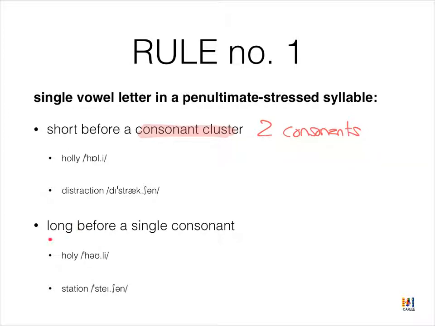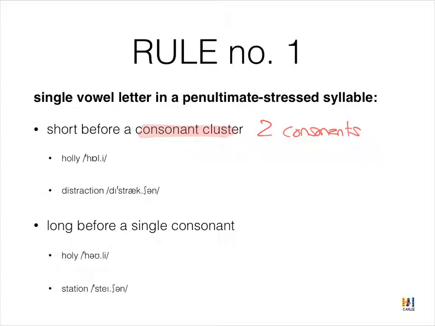But it's exactly the same, but there's no consonant cluster. So in this case, you have a long vowel, which is a diphthong in this case. Can you see the difference? Holly, short vowel, but holy, which is long. Okay? If you remember this example, you'll remember the rule. That's all there is to it.